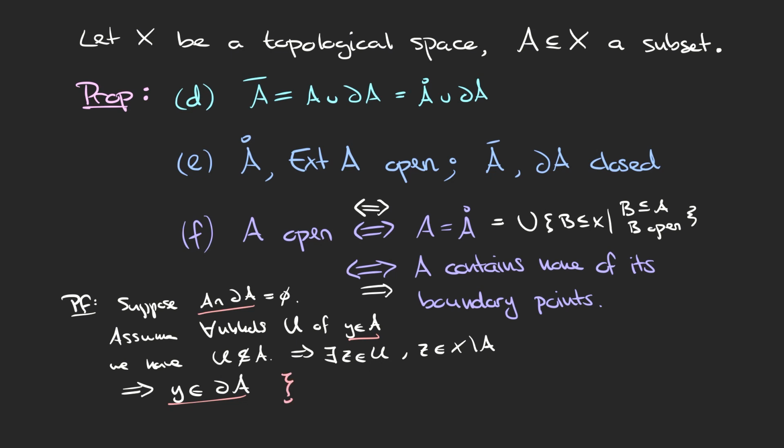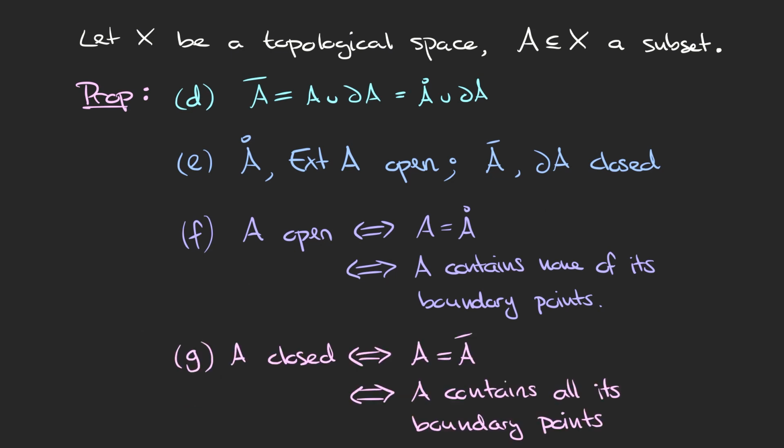So in fact, there has to exist some neighborhood U around each point of A that is completely contained in A, which means that A is actually equal to its interior. And this proves the final implication, and so we're done with this part of the proof.